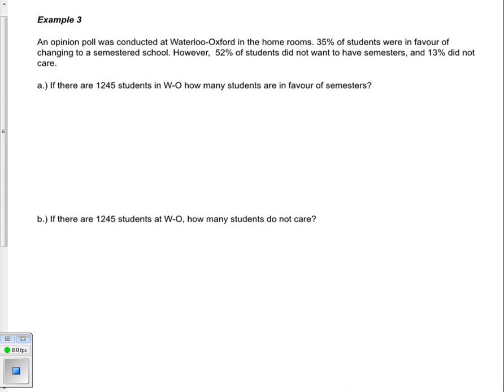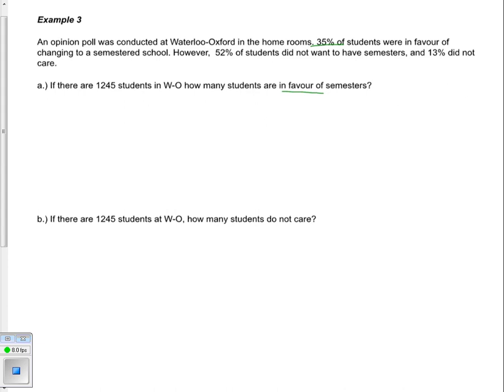52% of students did not want to have semesters, and 13% didn't care either way. Part A says if there's 1,245 students in WO, how many students are in favor of semester systems? Well, if you're in favor of semesters, then you're one of these 35% of students who are in favor of a semester. And we've talked before about how to convert from a percentage into a decimal. That's an important skill.